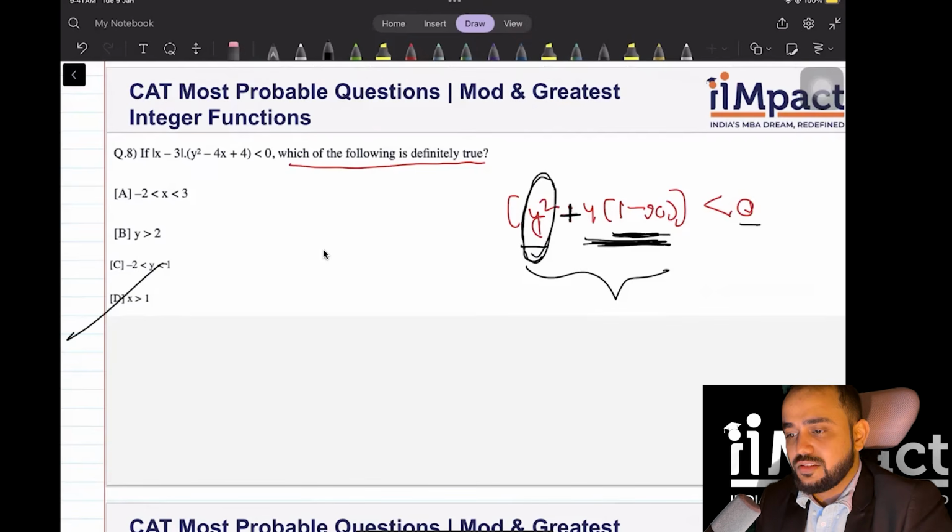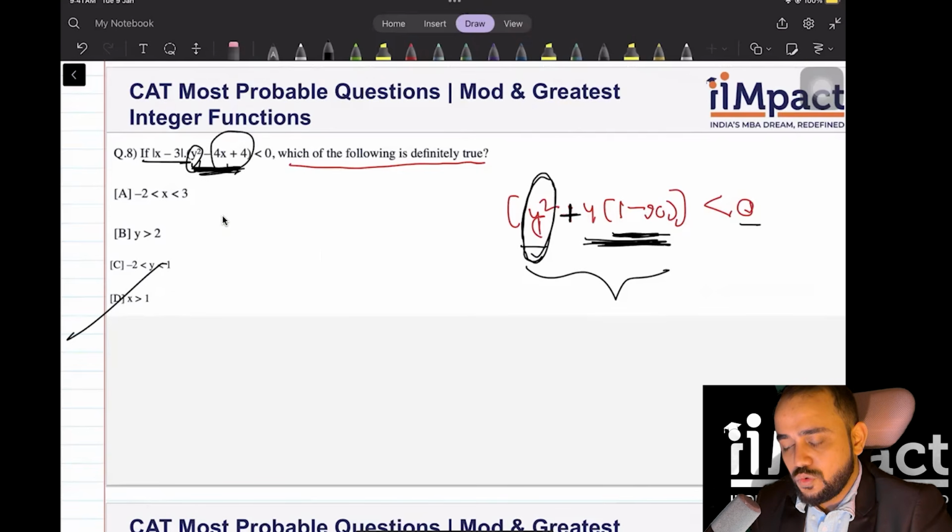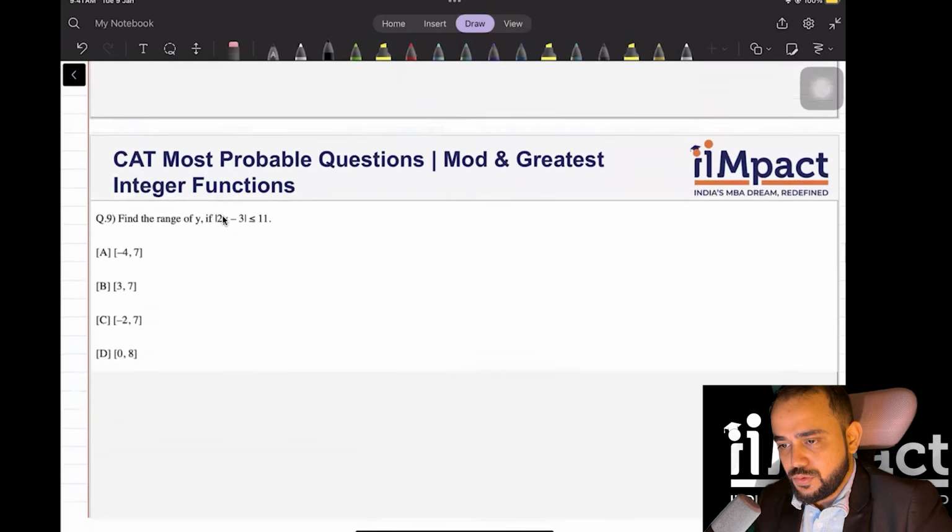Your answer is option number D. A lot of people try to make a quadratic here. They don't observe that it is y square minus 4x there, not y square minus 4y. So the mod and y square is irrelevant to the question. The only thing we need to focus on is 4 minus 4x. Moving on to the next question.